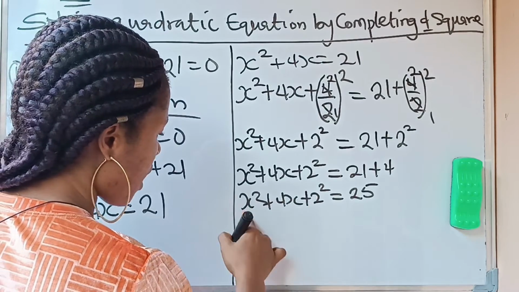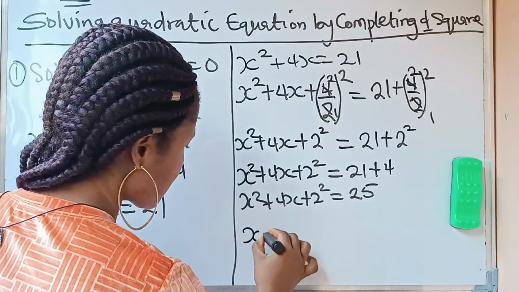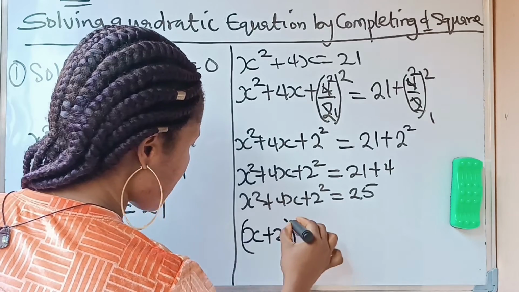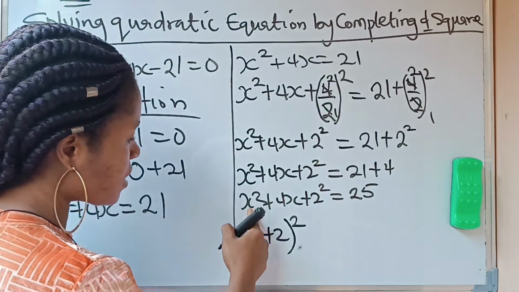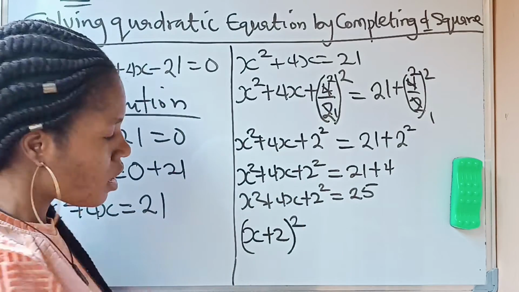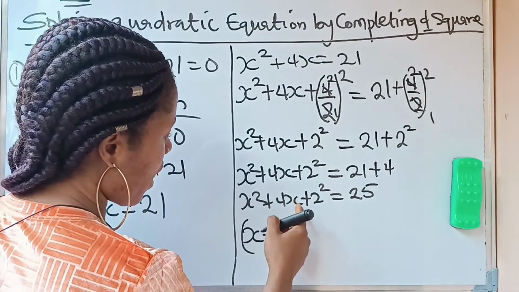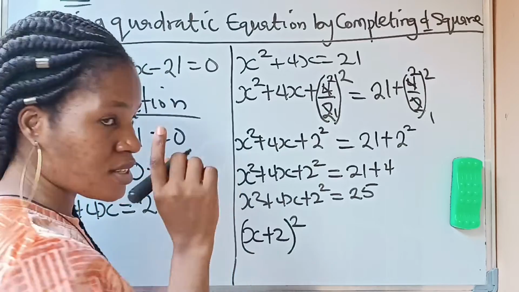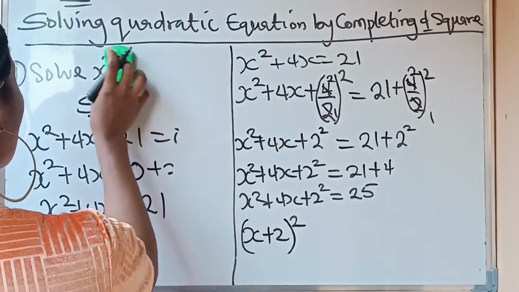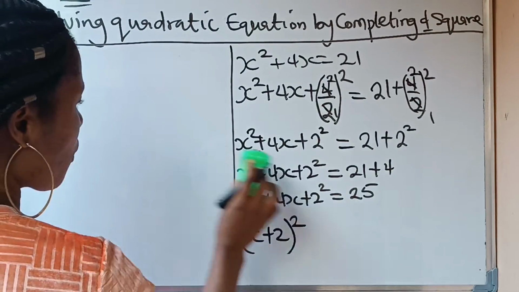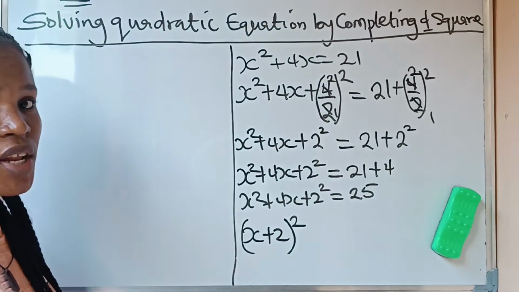Just pick them, x plus 2, and square them. If you expand this, you are going to get this whole thing back: x squared plus 4x plus 2 squared. Let's check, because I know what is going on in your mind. You'll be like, why are we throwing 4x away now? Why are you throwing it away?